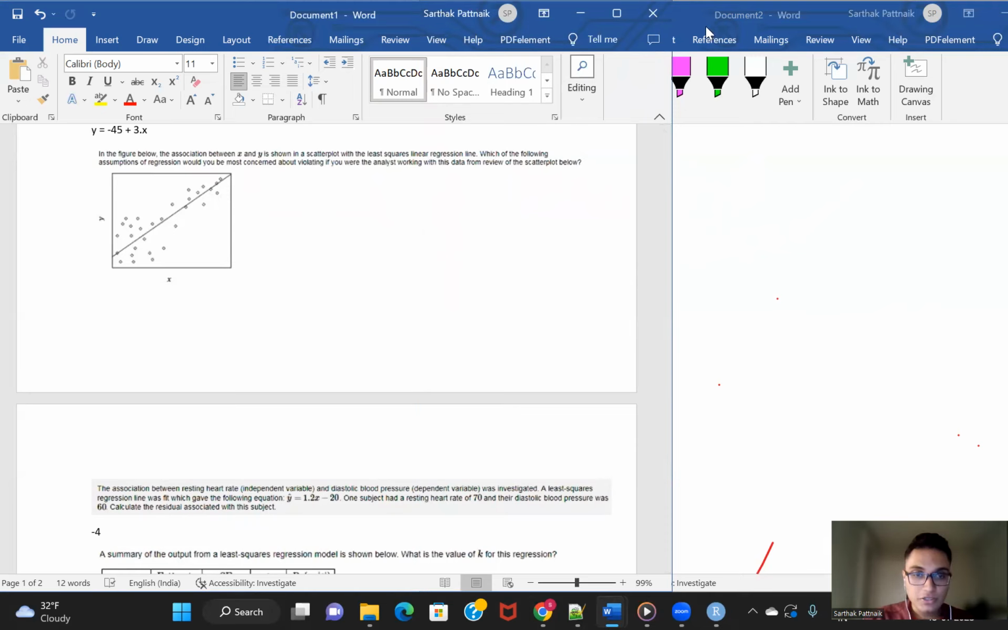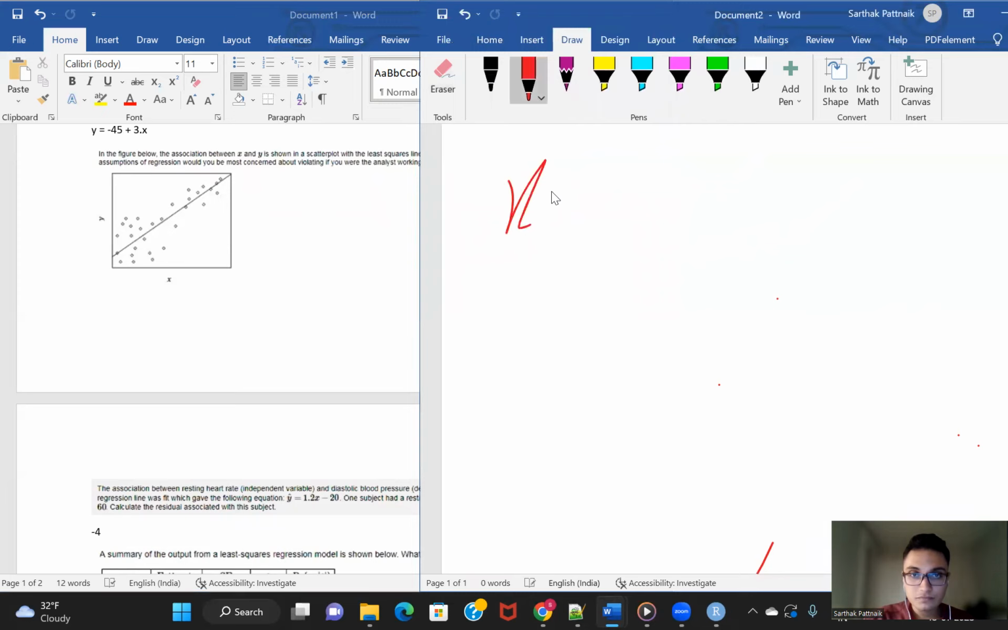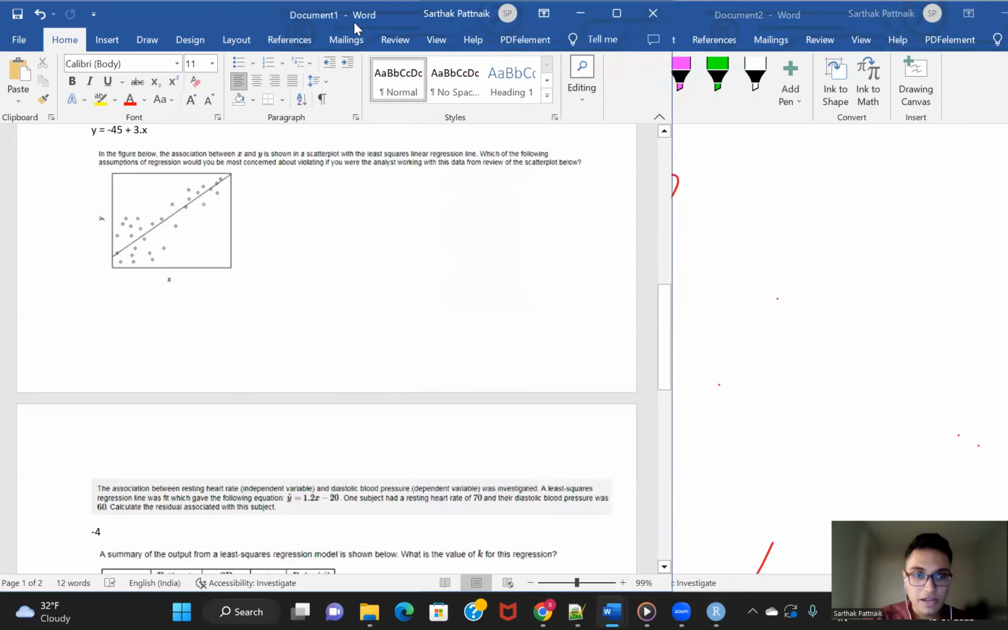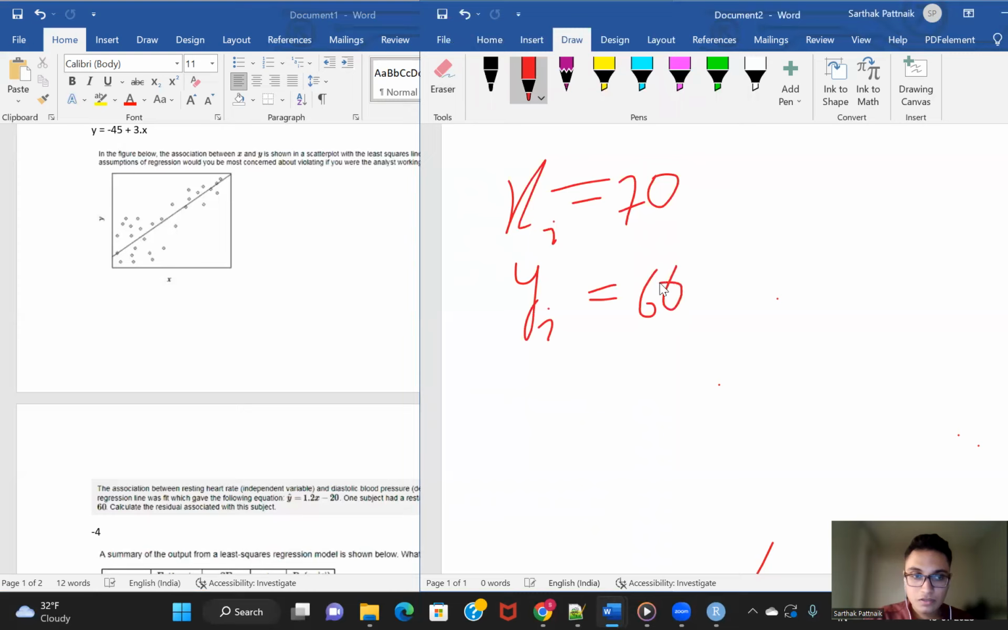So it's saying for a particular patient, your resting heart rate was 70. Xi was 70 and Yi, which is the original or actual value of the diastolic blood pressure, was 60. Now calculate the residual associated with this subject. What do you mean by residual? Residual means the difference between the actual value of the dependent variable and the predicted value which is given by the model.